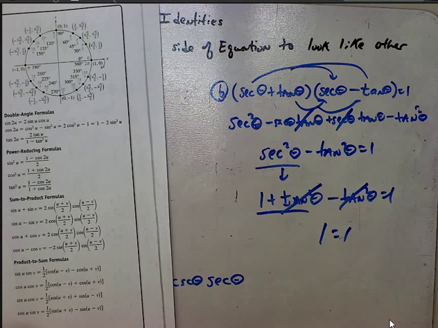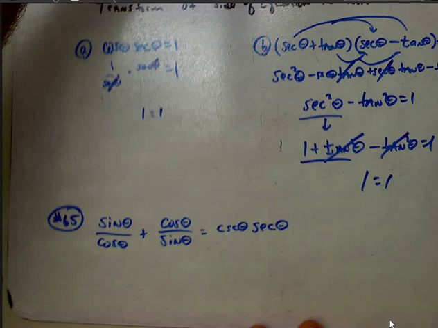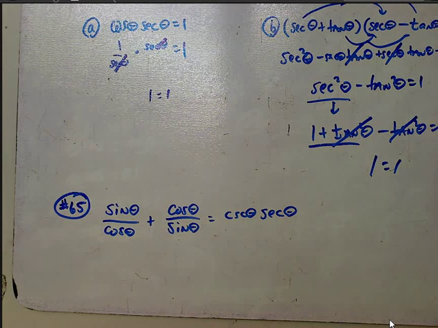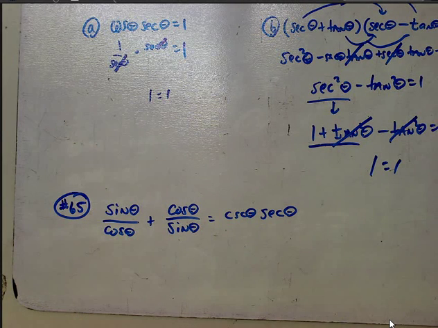Okay, go ahead and try number 65, and I'll give you a hint. You should try to add those two fractions together first. Okay, if you got the answer, that's great, and get this side to look like secant or cosecant times secant. If you weren't able to get that, this is how I did it.